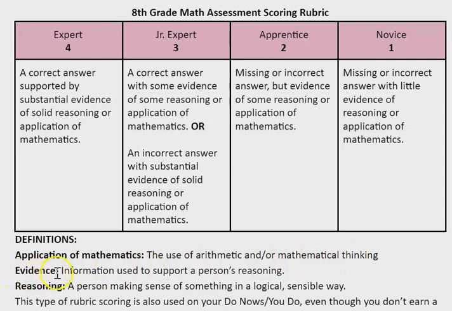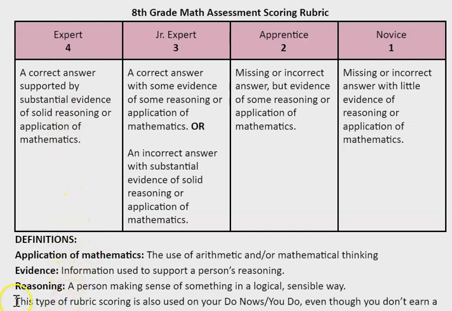Then for evidence, we're going to use the definition of information used to support a person's reasoning. So that's what we're going to define evidence as. And if we look at reasoning, we're going to define reasoning as a person making sense of something in a logical, sensible way. Very short sentences, but they're very important definitions as we go along here, okay? And that covers the wording we're using here in terms of success on the scoring rubric.